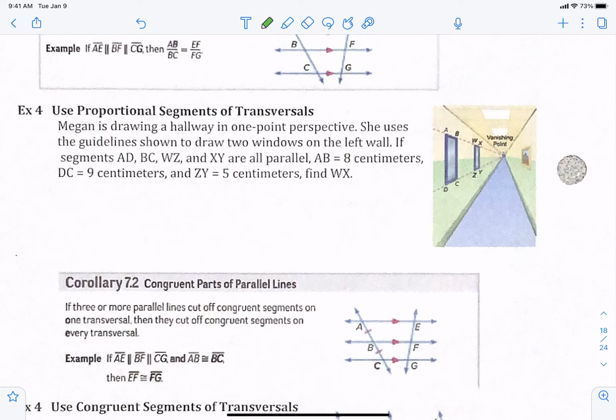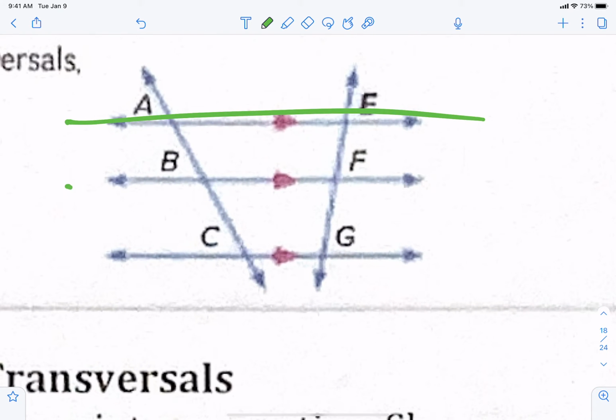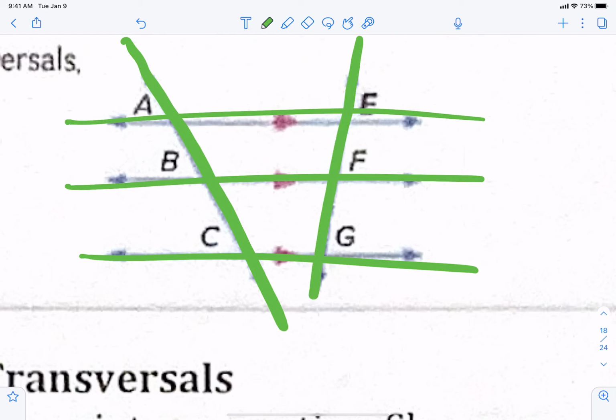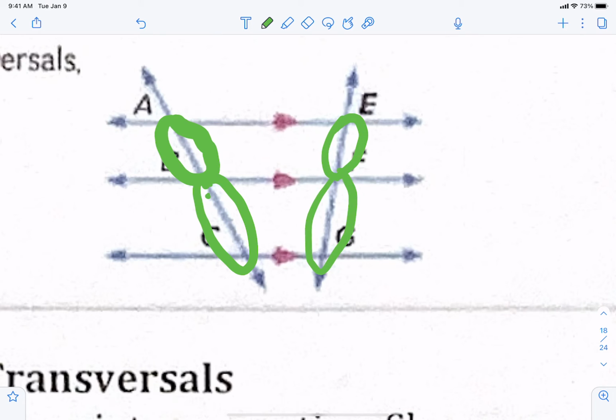Using proportional segments of transversals. Okay, so they have 3 parallel lines going across. I'm looking at this diagram in the box. 3 parallel lines, and these 2 are called what? Transversals. There's 2 transversals going through the parallel lines. They're saying AB is this length here, and BC is this length here, and EF and FG, right?